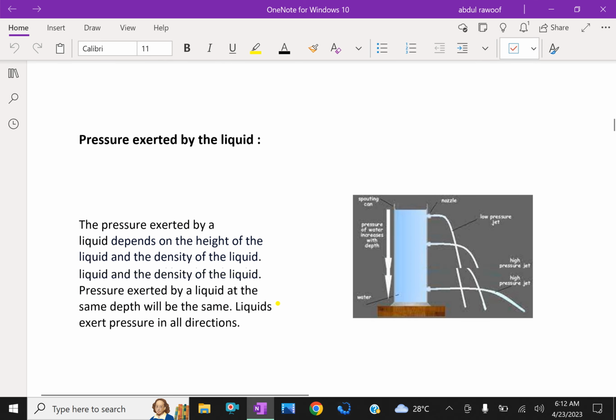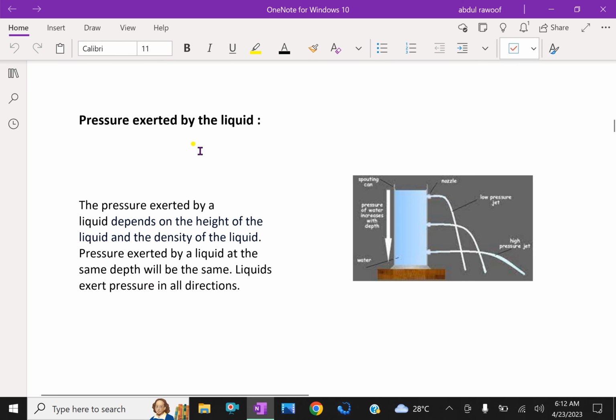Now, pressure exerted by the liquid. The pressure exerted by a liquid depends on the height of the liquid and the density of the liquid. Pressure exerted by a liquid at the same depth will be the same. Liquids exert pressure in all directions.